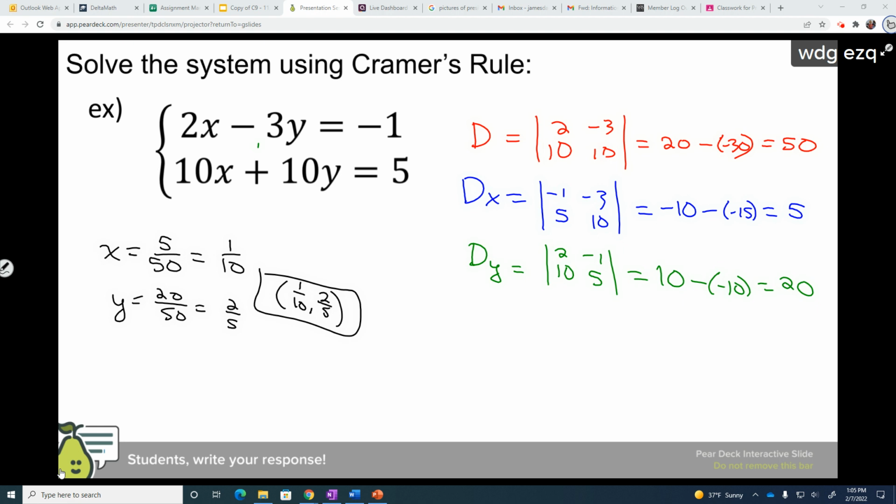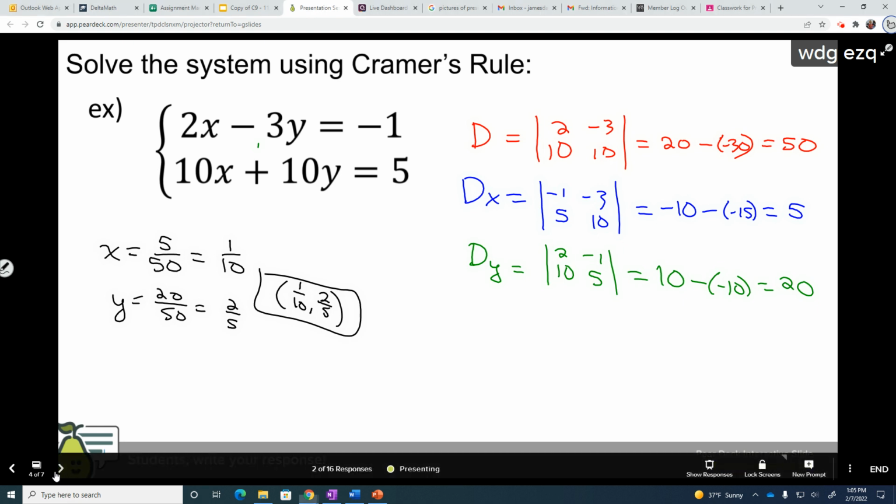So even with the fractions, it's not bad. If you're not good with fractions, you can always use your calculator. This is pretty straightforward, but if you can't get that, 5 divided by 50, enter, and then remember we set math and then frac, and it will simplify the fraction. So even on Delta Math, if you think the fractions are hard to simplify, use your calculator, just do math and frac. It's not hard.